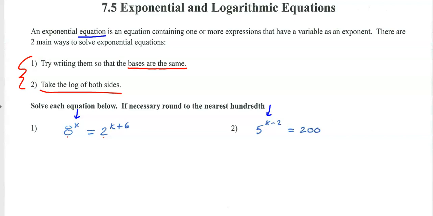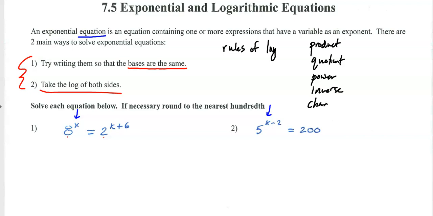Some other things that you're going to need. Remember that you have the rules of the logs or the properties. I know we had the product property, the quotient property, and the power property, which I used a lot here in this lesson, inverses maybe, and change of base. These were the 5 properties from 7.4 that you might want to brush up on, and make sure you know how to use.